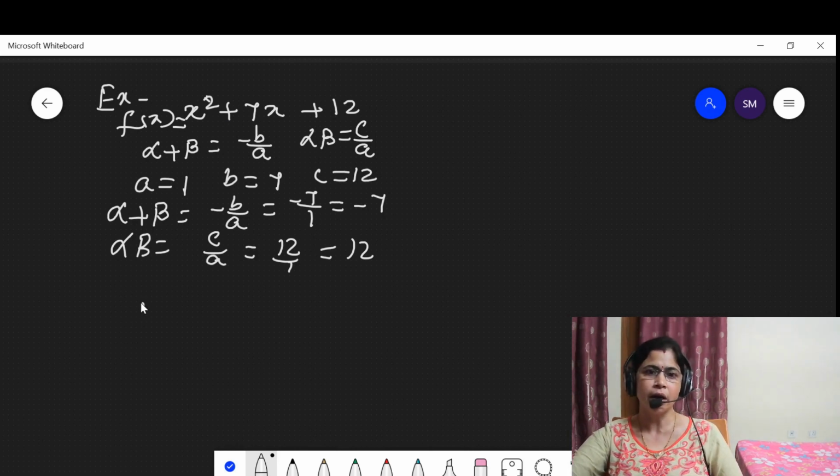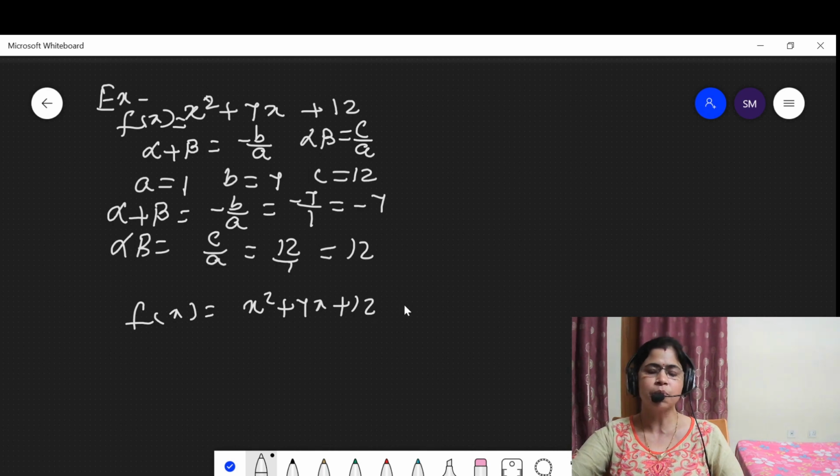Look at here. Here f(x) is equal to x square plus 7x plus 12. Students, please do your worksheets and ask me your doubts. You may put your doubt in my comment box. I am ever ready to clear all your doubts.